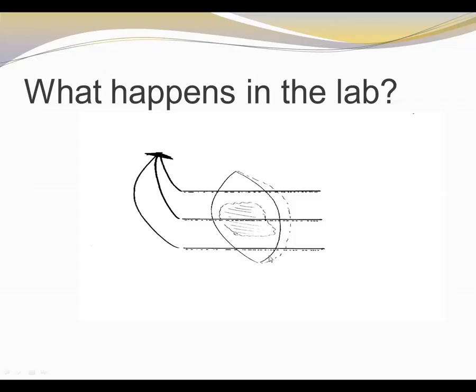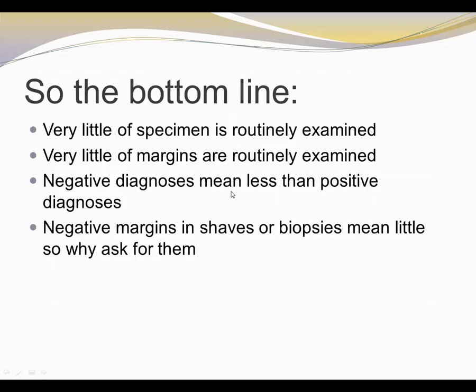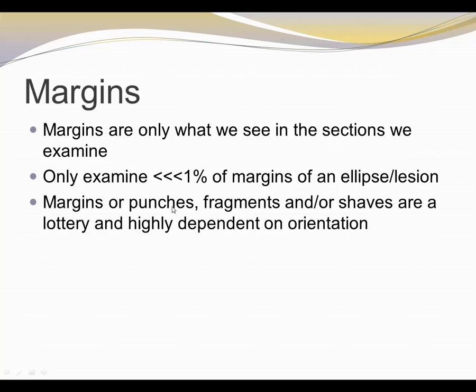So just to remind you what happens in the laboratory, we have an ellipse of skin with a pigmented lesion in the middle, and we bread loaf the entire specimen. We take 1, 2, 3, 4 samples, and then we take a thin slice off the surface of each sample and pop that on a slide, stand it up and have a look under the microscope. So in other words, the bottom line is that we examine very little of the specimen, and we examine even less of the margins. And negative margins therefore mean very little, particularly in shaves or biopsies.